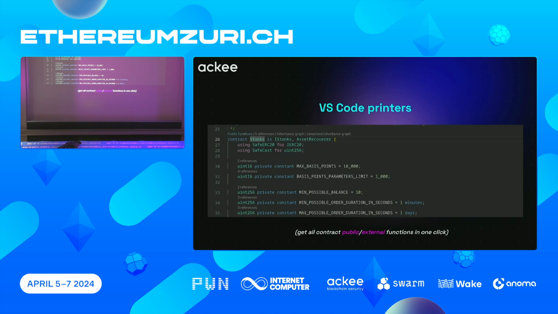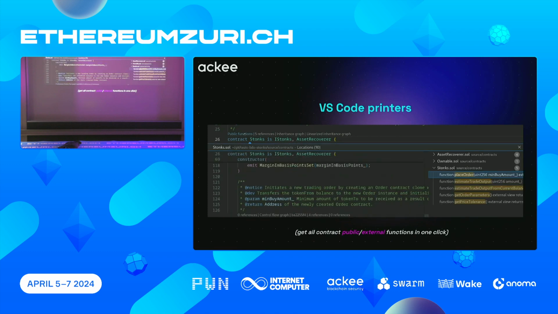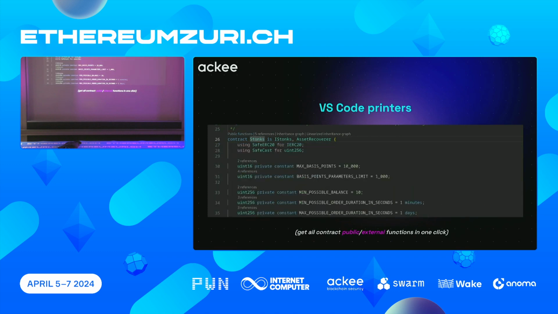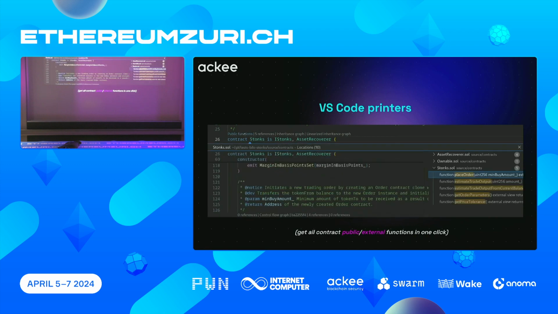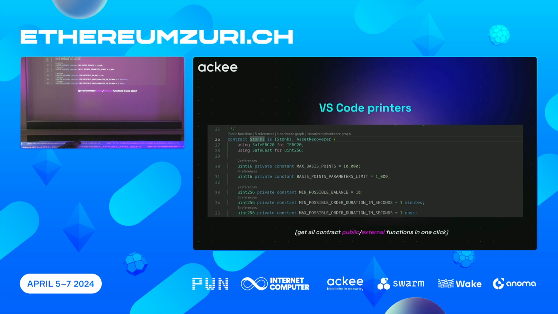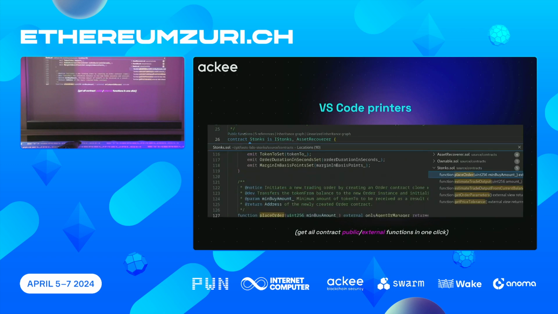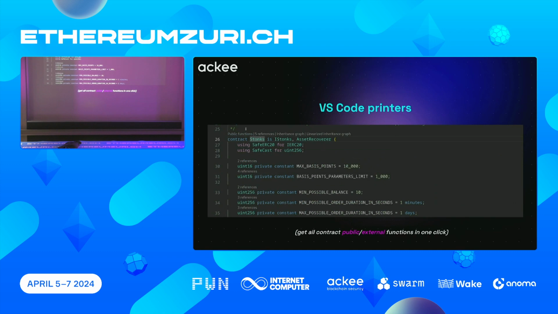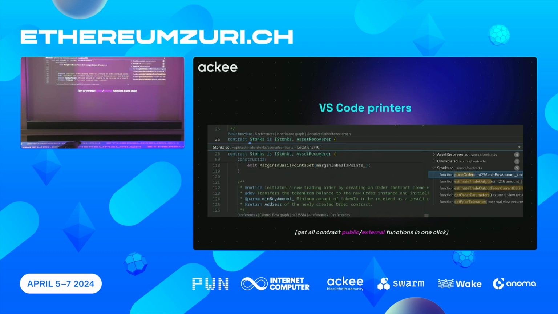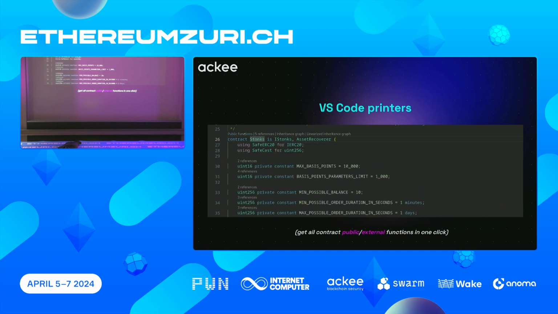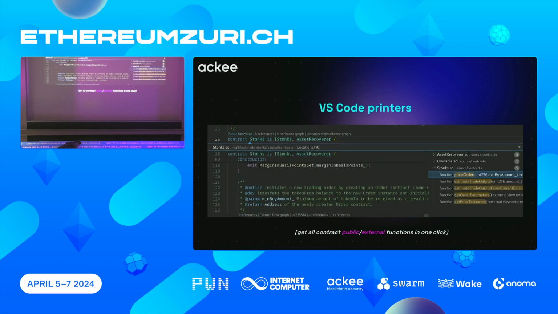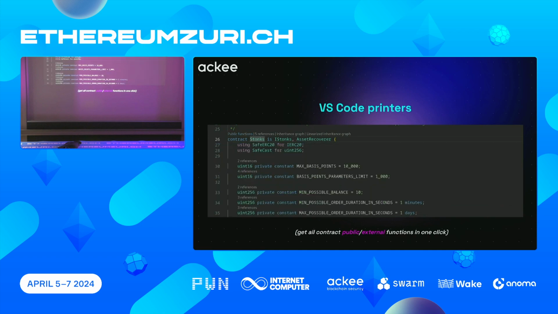And this is the example of VS Code printers. It does the same in that it shows all the public and external functions, but the representation is quite different. We won't print anything to the terminal as text, but instead we can show the names of the functions right in VS Code, and anyone can click on those references and go straight to the references of the public and external functions. This is the feature that we released just yesterday for Ethereum Zurich.